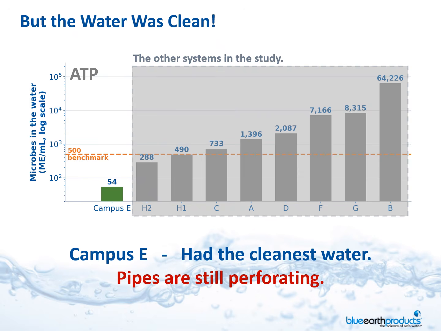But here's the kicker. This particular campus, when you measure the microbial activity on the bulk water, was actually the cleanest in all the systems that were part of this study. So it doesn't really scream biofilm problem. In fact, even though the pipes were still perforating, they're still seeing pinhole leaks.